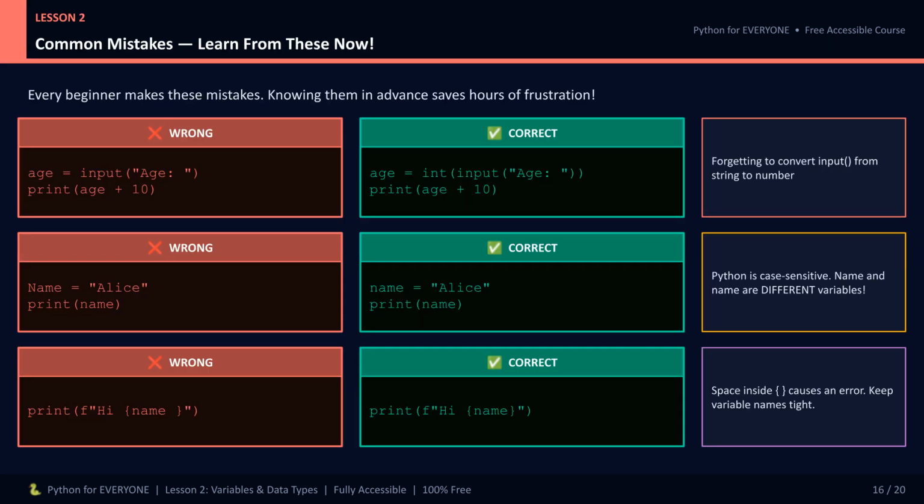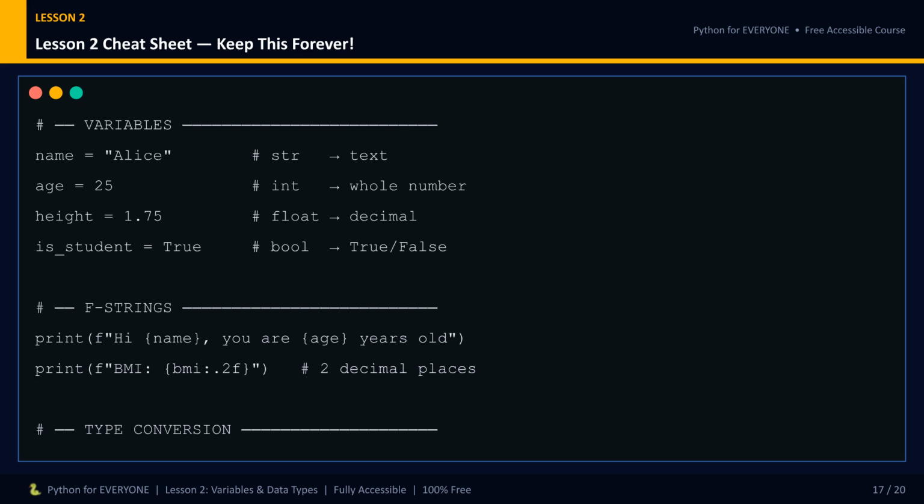Let's review some common beginner mistakes. First, always convert input from string to number using int or float if you intend to perform math. Second, Python is case sensitive, so Name and name are different variables. Lastly, keep variable names tight within curly braces for f-strings. Avoid spaces.